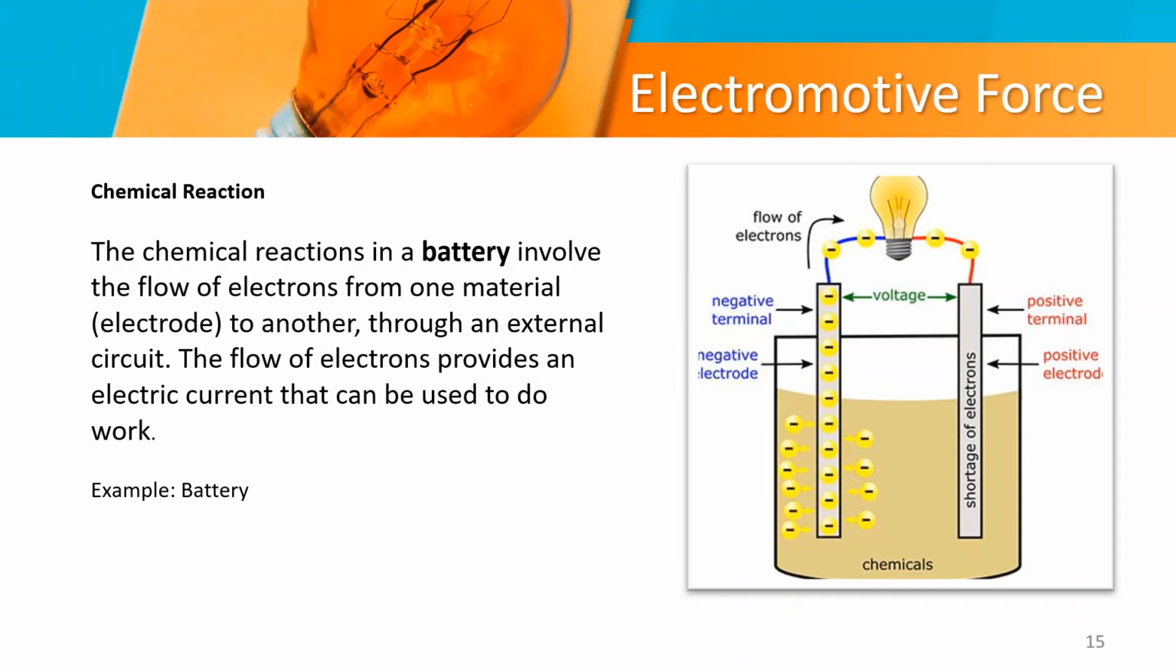Now, the battery involves the flow of electrons from one material or electrode to another electrode, and it is connected through an external circuit. The one who discovered this is an Italian physicist named Alessandro Volta. In his experiment, he found out that if two dissimilar materials are soaked in a chemical called an electrolyte, then the electrons will flow from the first material to the other material. And this flow of electrons provides an electric current that can be used to do work. In our example here, the load is an electric bulb, so when the electrons are flowing, the energy will be converted into light.